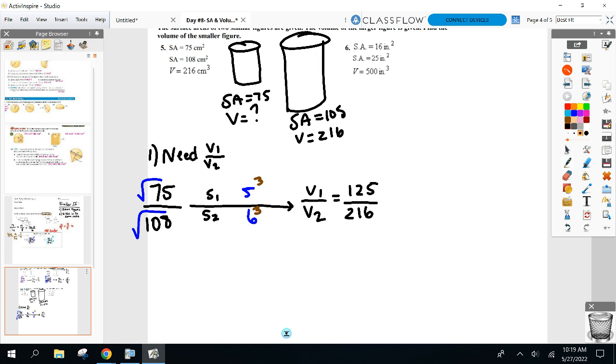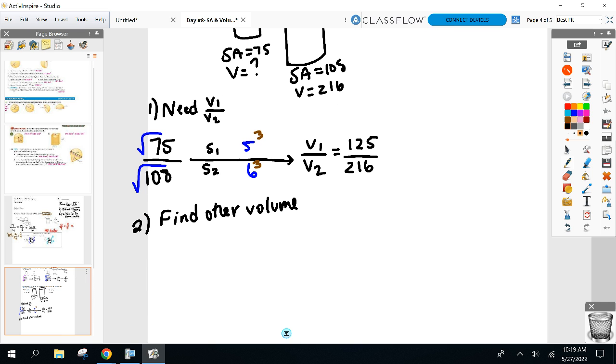Now find the other volume. Find what we were looking for. Ready? I know the volume ratio is 125 over 216. There's V1 over V2 equals, what volume do we know? Is that of the larger or the smaller? Larger, so it should go across from the larger one. I know this isn't the best example because they end up being the same. And then I'm looking for the volume of the smaller one.